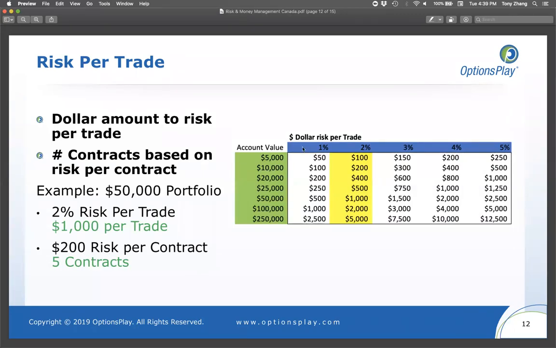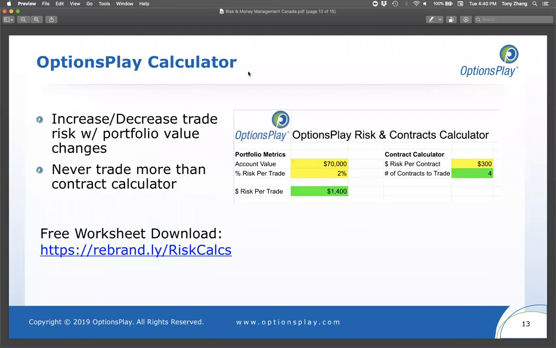So this is really how you can utilize this tool, which I will send a link to everyone as to how to access this. This is the OptionsPlay Calculator that we created that allows you to put in your account value and the percentage that you want to risk per trade, and it will spit out the exact dollar amount that you can risk per trade. And then when you're actually looking at an options trade, you can type in the price per contract, and it will spit out the number of contracts that you can trade. We built this in a way so that it's easy for users to understand how to take this formula that we're showing you, but be able to do all the calculations for you.